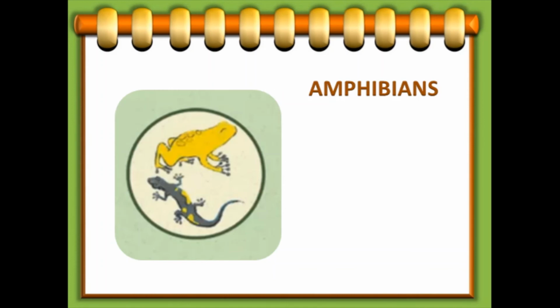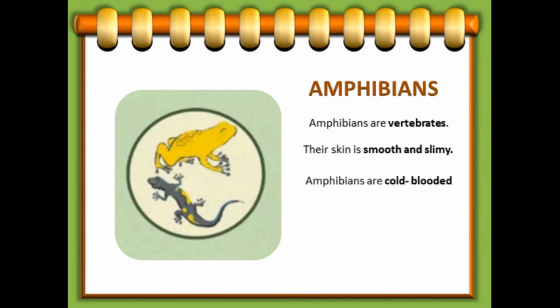Okay, amphibians are vertebrates. They have a smooth and slimy skin. Just like invertebrates and fishes, amphibians are also cold-blooded animals. They use their skin to breathe. Amphibians breathe through their skin.